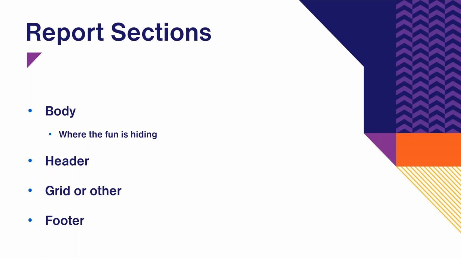So if you have a report that has more data in it and it will extend to a next page, the header and footer will always be displayed on each next page. Grid or repeaters or other elements that we will talk about are those where you are actually placing the data, the information that you want to display to the user.